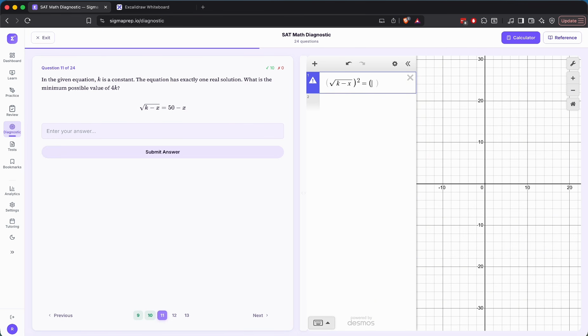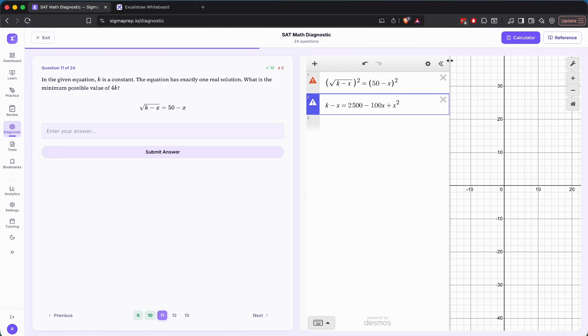You see, I would square both sides. It would look something like this. So we have this, then it's k minus x over here. That'd be 50 times 50, that's 2,500 minus 100x plus x squared. Then just like before, we want to set it equal to 0. So I'm going to move the k, move the x. It's going to be 0 equals x squared, and if I add x, it's negative 99x, and then 2,500 minus k.